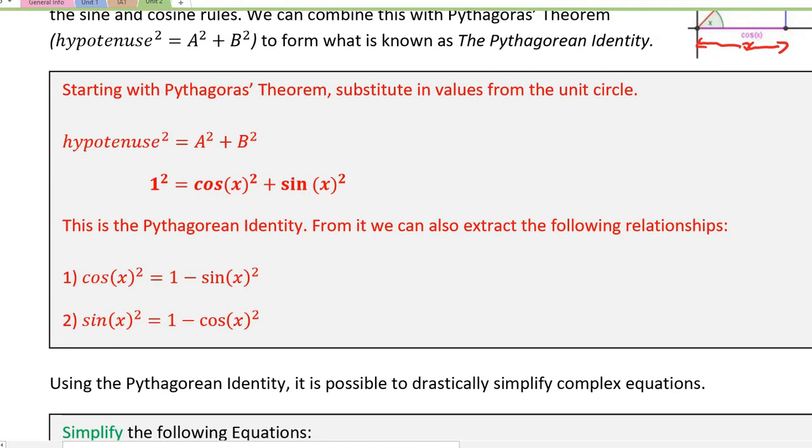So if we have a look over here in the red, if we start with Pythag, substitute values from the unit circle, we know that hypotenuse squared equals a squared plus b squared, so 1 squared equals cos squared plus sine squared, because remember, one side of our triangle is cos theta, the other side is sine theta. That is going to be true no matter the angle. We can also rearrange that to be cos x squared equals 1 minus sine x squared, or sine x squared equals 1 minus cos x squared. Same thing.